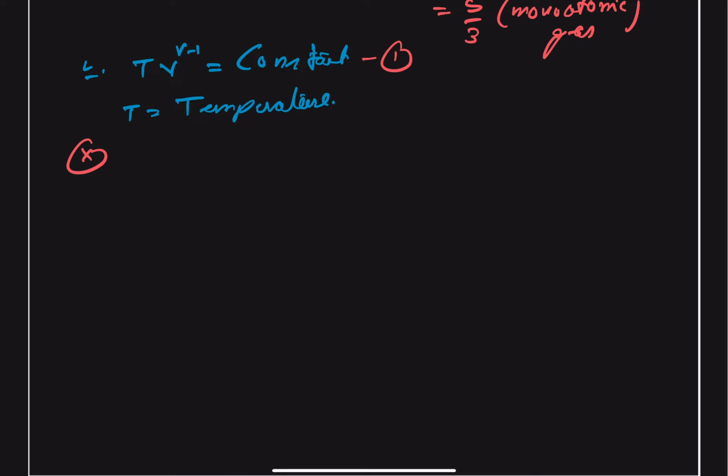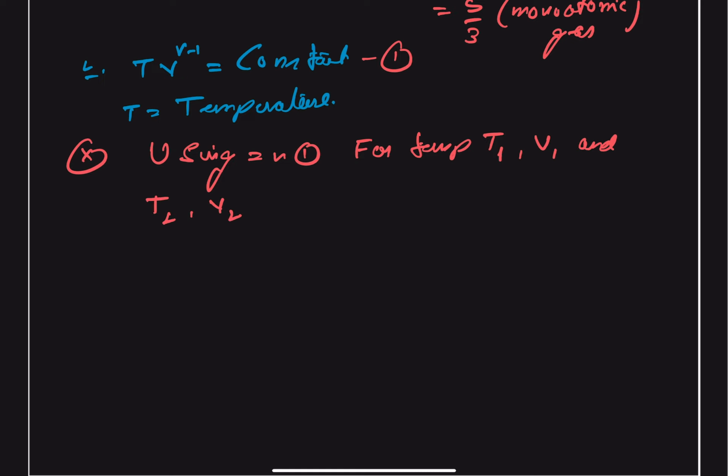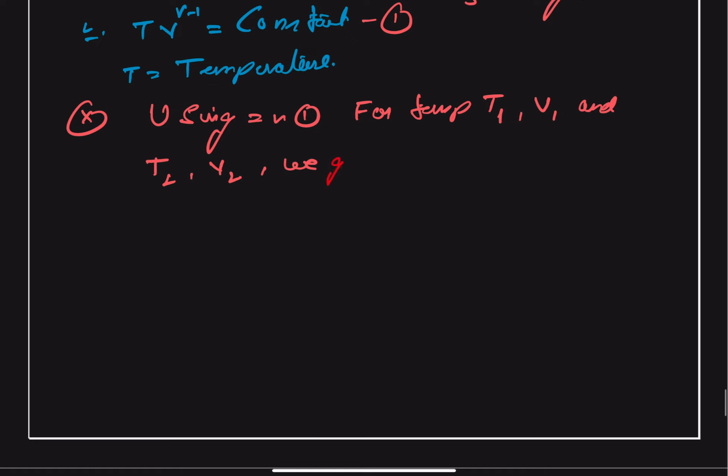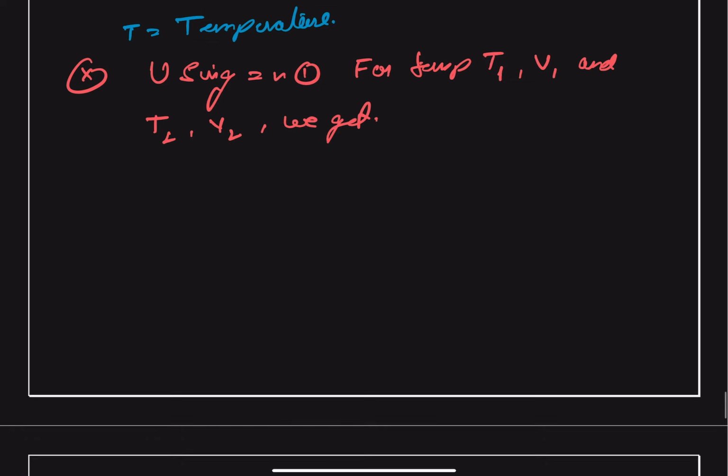So using equation 1 for temperature T1, volume V1 and temperature T2, volume V2, we get T1 upon T2 is equal to V2 upon V1, raised to gamma minus 1. Let us call this equation number 2.